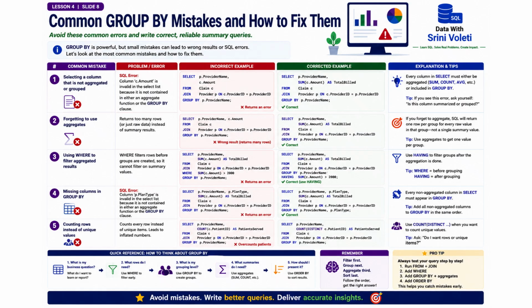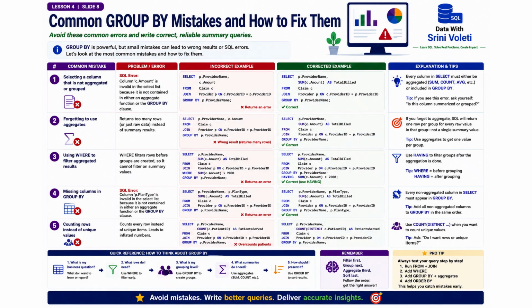SQL immediately becomes confused. It knows how to summarize the provider, but which claim amount should it display? The first one, the last one, the highest one? There's no single correct answer. That's why SQL returns an error. The fix is simple. Every column in the select list must either be inside an aggregate function or appear in the group by clause. Whenever you see this type of error, ask yourself, is this column being summarized or grouped?